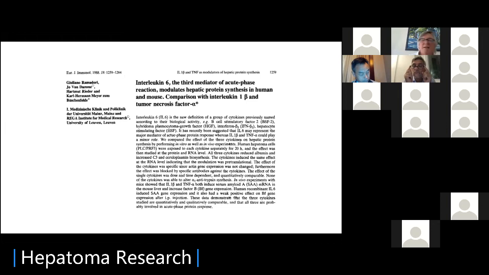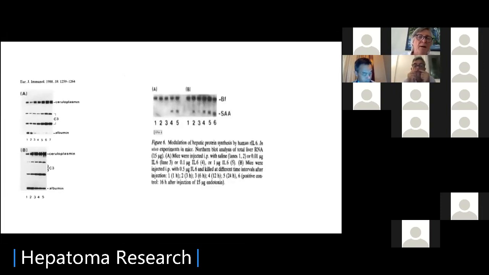After we studied the IL-1, we also studied TNF-alpha, and IL-6 was identified 3 years later. We showed at the molecular level, next slide please, that the three cytokines behave in the same manner. You know, a dose response for C3, for ceruloplasmin, and for IL-1. This is for TNF-alpha, and at the same time a decrease of albumin synthesis. This is the protein level.